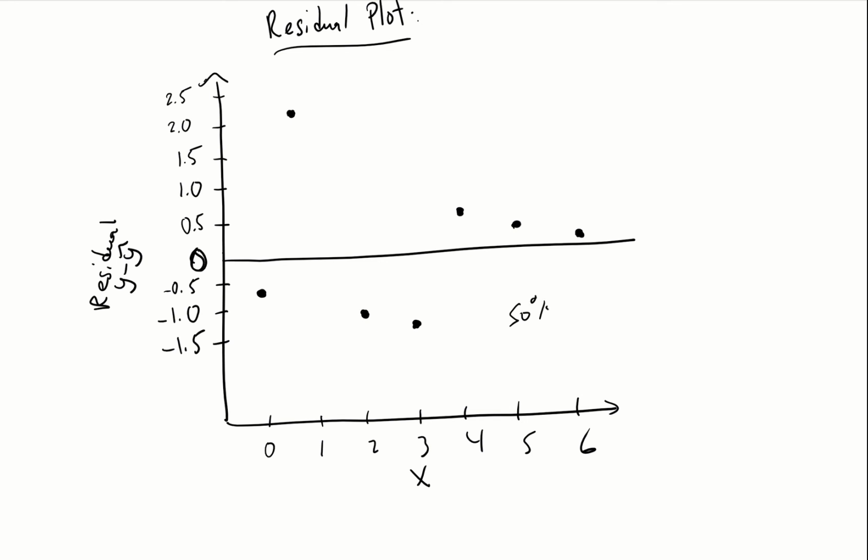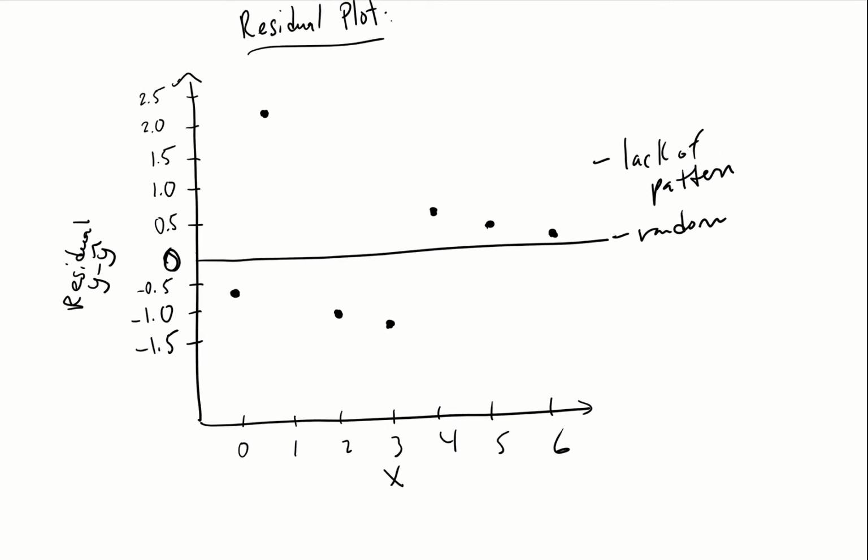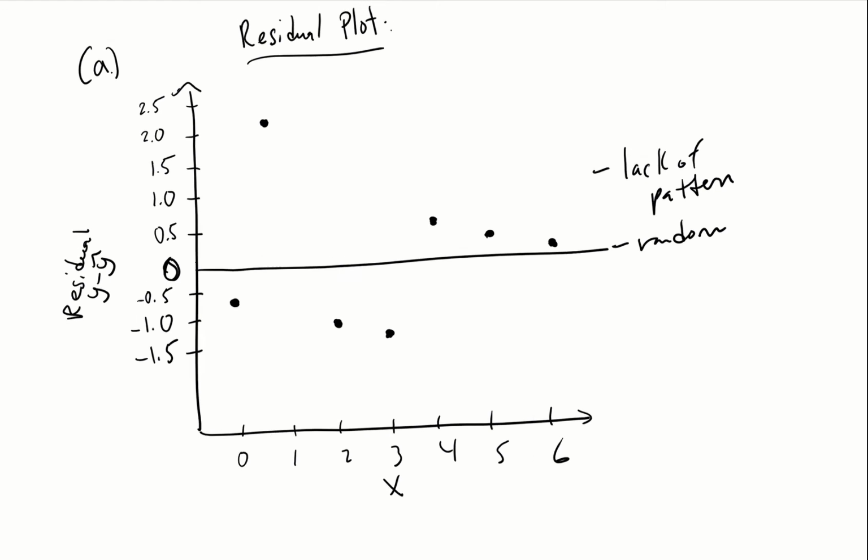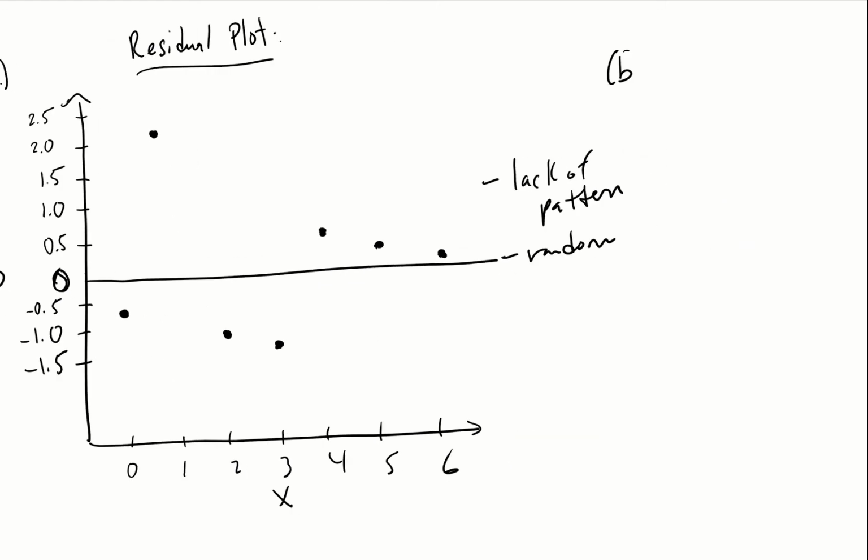Roughly 50% is below and roughly 50% is above. And so therefore, this indicates that there is a lack of pattern, okay? So there is a lack of pattern and it seems random. And because it's random, that means that the regression model is appropriate. Okay, so this is part A, and then part B, the regression model is appropriate.